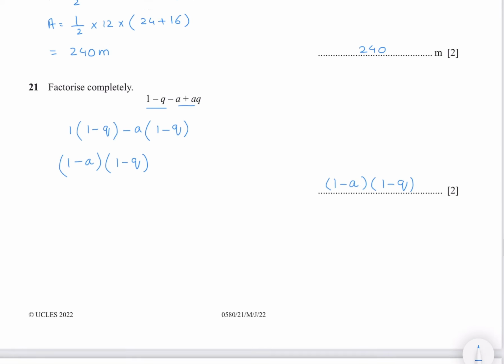Factorize completely. This is a simple question. Take one common from the first expression, so the bracket would be 1 minus q. Then take a common from the second expression, so that is 1 minus q again. So make a bracket of 1 minus a and choose one bracket out of these two same brackets. So your factorization is 1 minus a times 1 minus q.